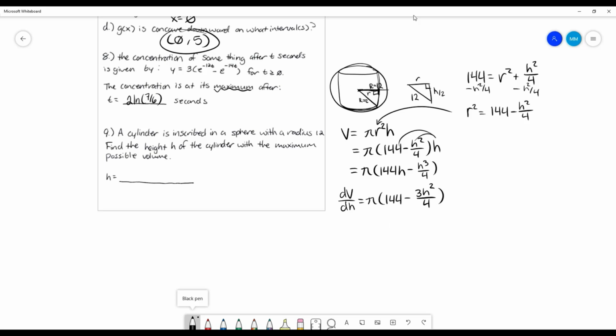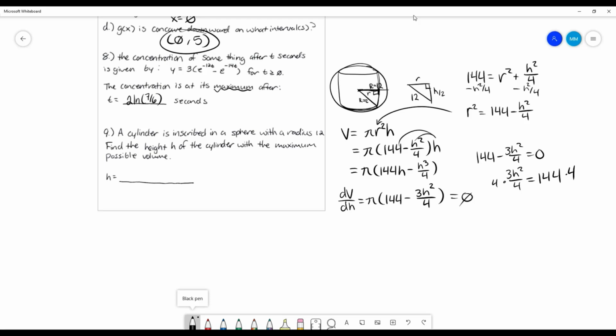So this is our derivative now, and I want to know when this equals 0 so I can find my critical points. Well, 144 minus 3h squared over 4 equals 0. That's going to be 3h squared over 4 equals 144, because I'm just going to add this to both sides. I just kind of flipped it how I'm looking at it.